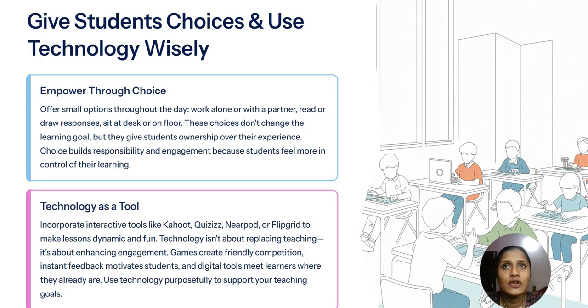You can provide small options throughout the day, like working alone or combining a team together, whichever is favorable for them. Ask them whether they would rather read the material or draw and learn it. So ask their opinion on those. These choices do not change the learning goal, but they give students ownership over their experience. Choices build responsibility and engagement because students feel more in control of their learning.